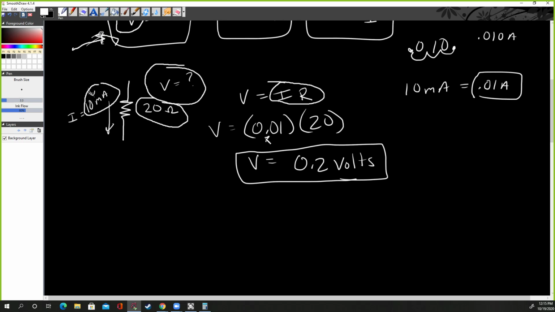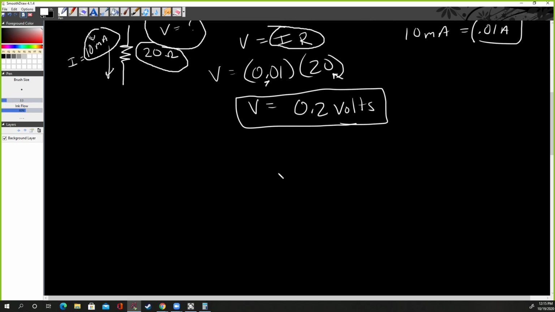That's why I put this number in here. That's how many amps there were. That's how many ohms there were. And I multiply them. That's it. Now the next one, let's solve for something else.